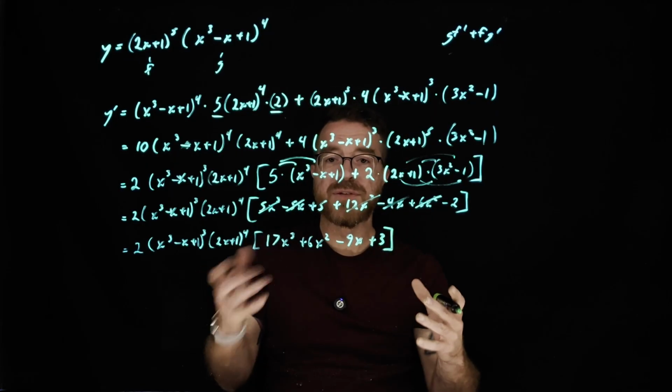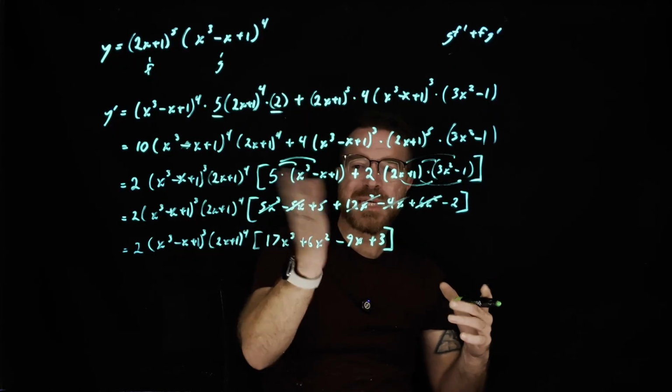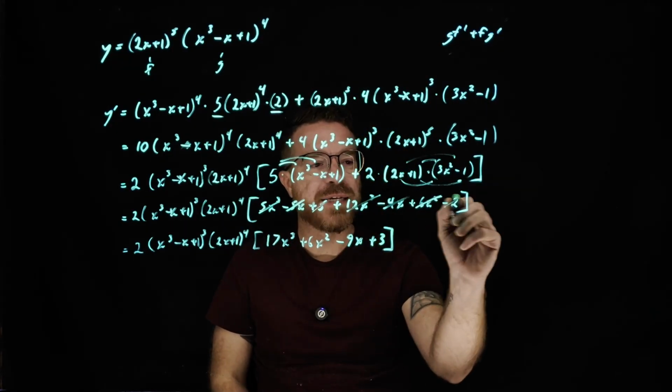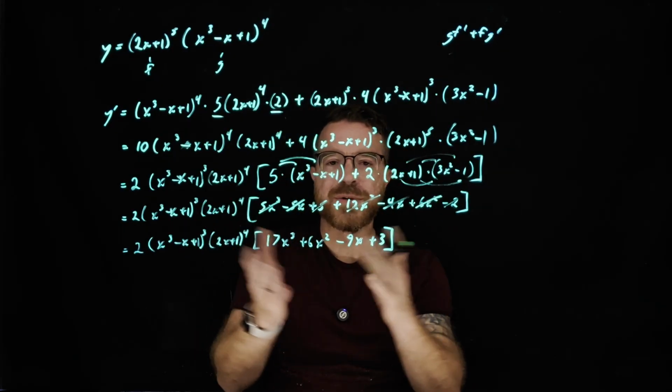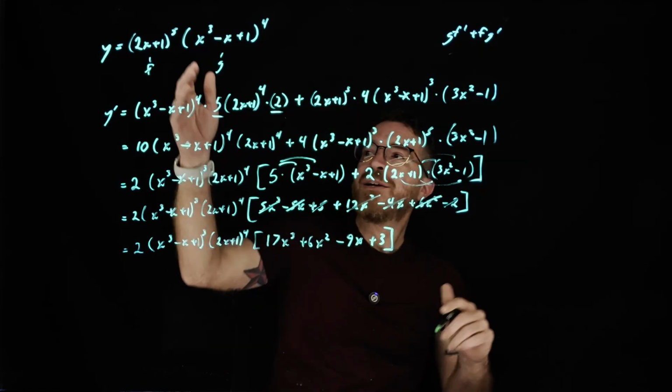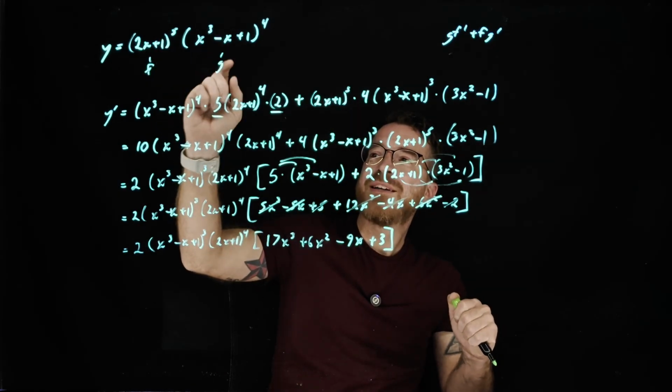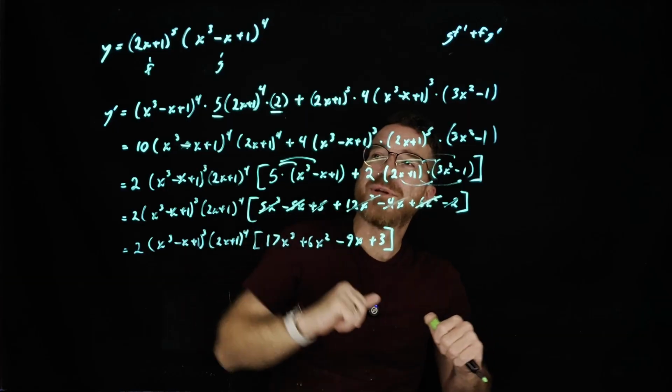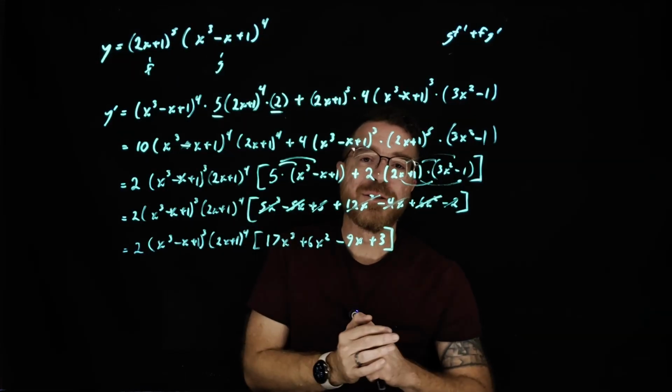And this would be the simplest form that I can get this into because I was able to cancel out these inside terms. And there you go. So this would be the answer to 2x plus 1 to the 5th power times x cubed minus x plus 1 to the 4th power when we take the derivative.